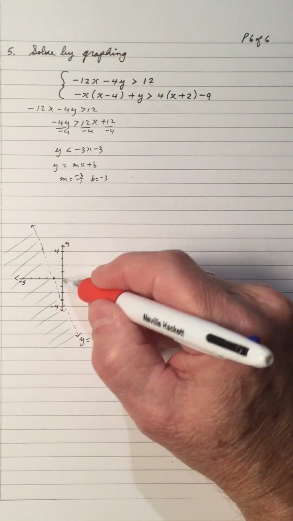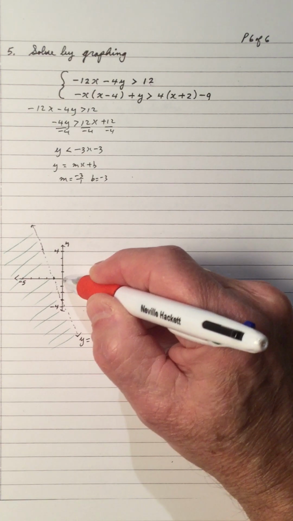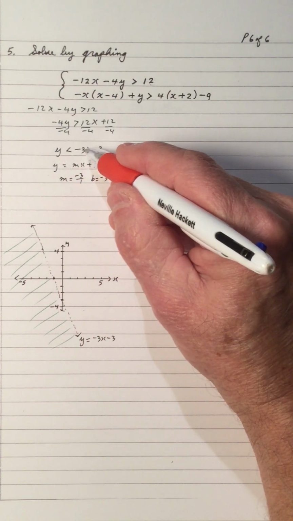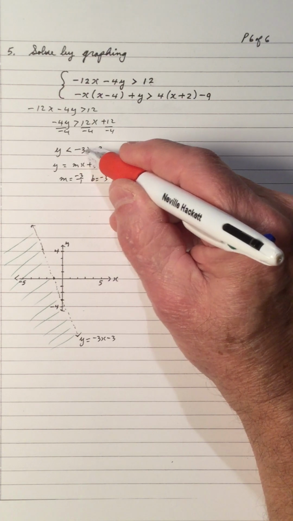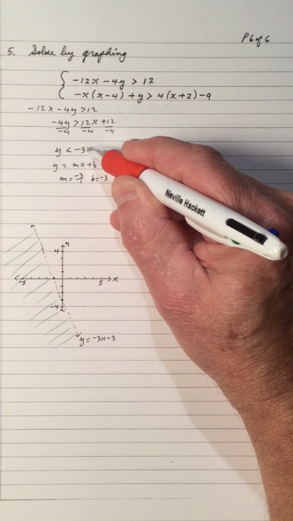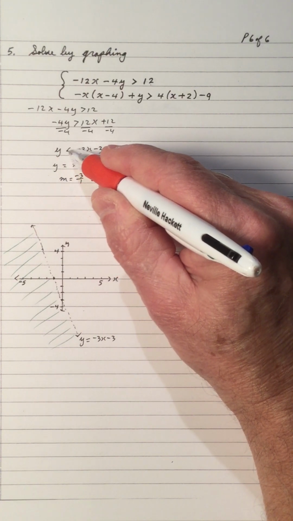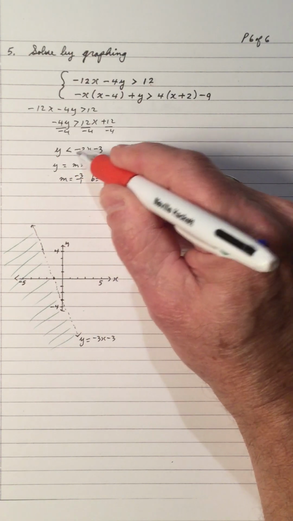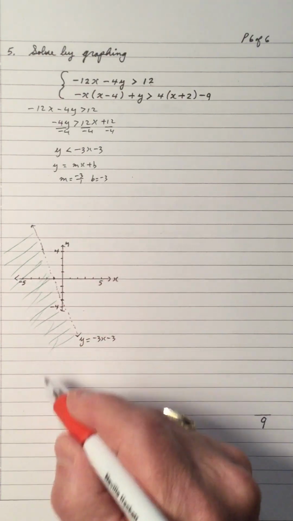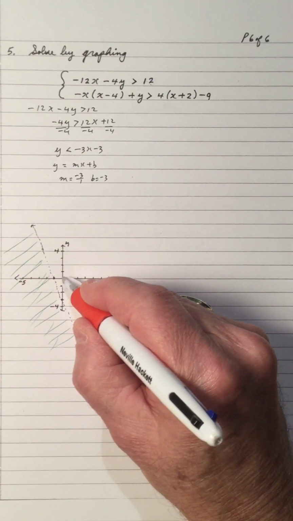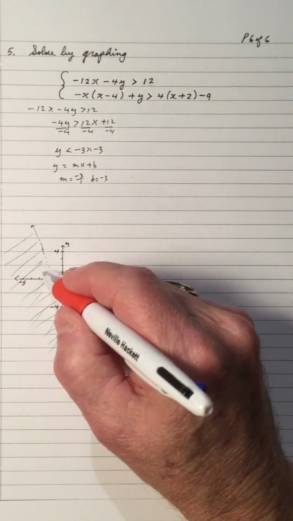Another way to check, notice if you take 0, 0 as a checkpoint, put a 0 in here and a 0 in here, -3 times 0 is 0, and 0 minus 3 is -3. Is 0 less than -3? No, 0 is greater, so you can't shade on this side, so that's why we're shading on this side. That's another way to check. Check a test point. Test point is 0, 0. 0, 0 doesn't work, so it's on the other side. You have to shade.